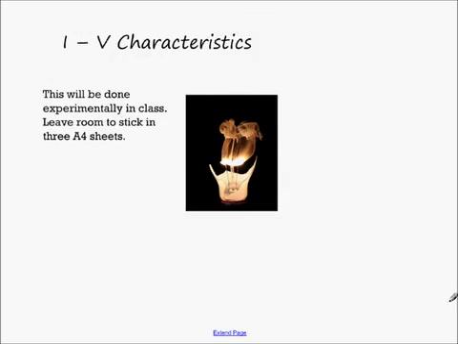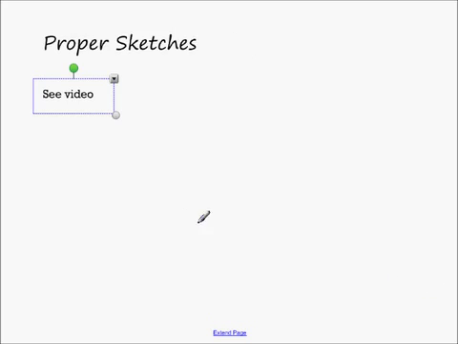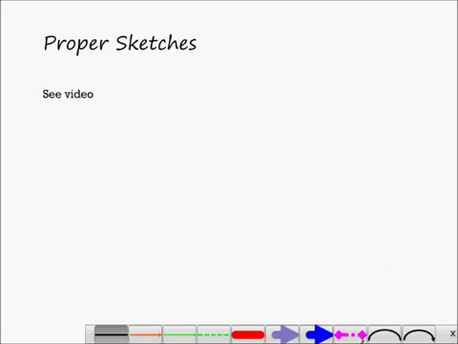So this is an experiment we're going to do in class. Essentially we're going to look at IV characteristics of the currents for a resistor compared to the potential difference across it, and then we're going to compare it to a lamp and graph them. Proper sketches. Okay, so let's just do some graphs now.